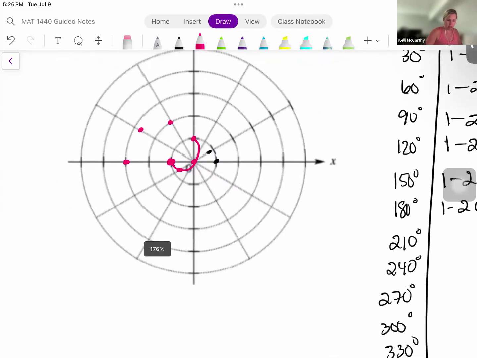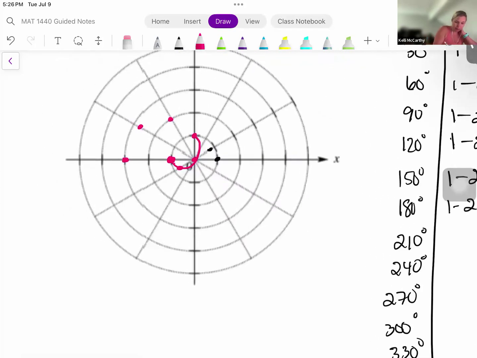So let's zoom in on our graph and connect the rest of our points. So starting from that last point that we connected, we're going to go through the other points we just added. So we're starting to see sort of a spiral.